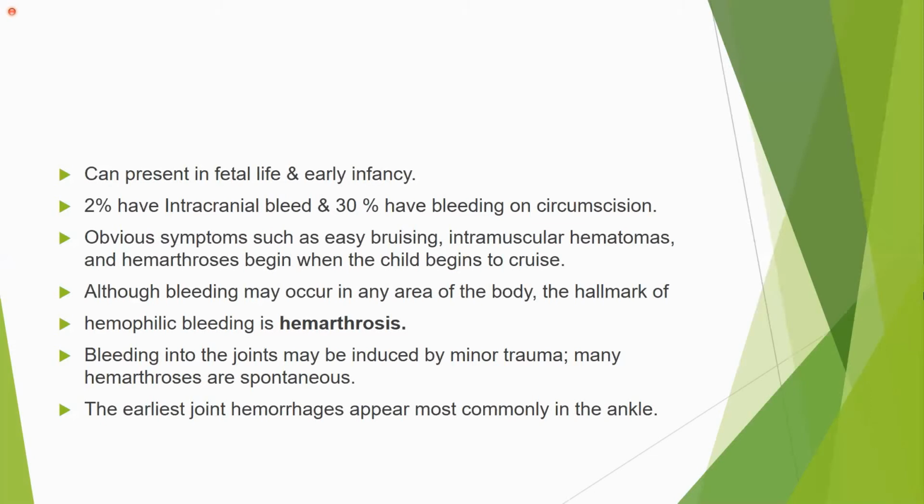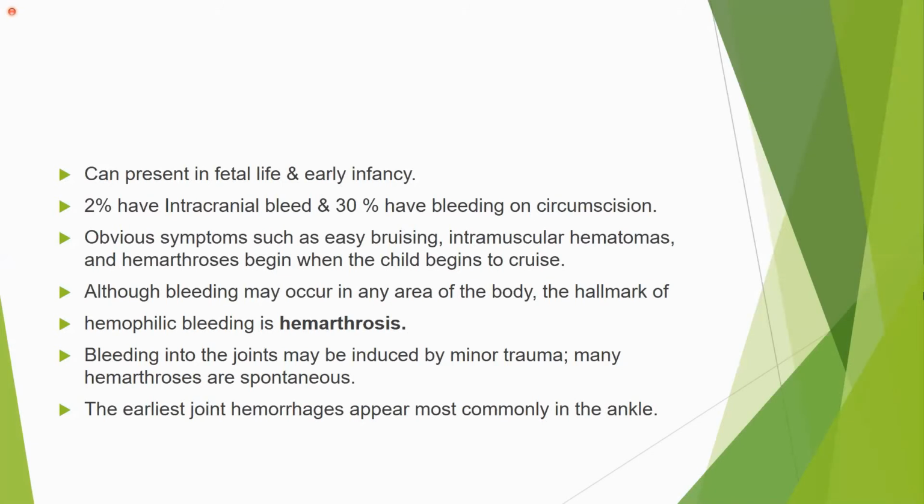So, it depends on the severity of the disease. If the factor level is reduced to less than 1%, the severe variety, then spontaneous bleeding can also occur. But in mild cases, bleeding occurs only on trauma. The earliest joint hemorrhages appear most commonly in the ankle. So the ankle is the most commonly affected joint in cases of hemophilia.